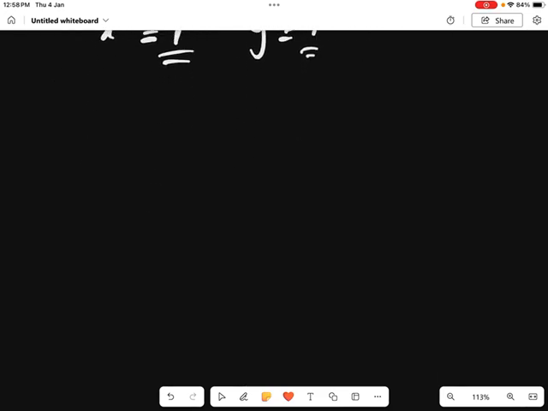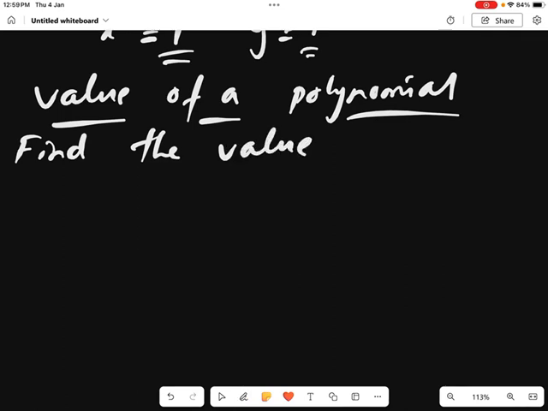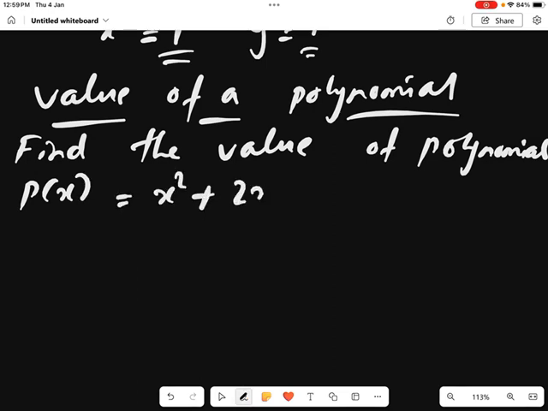Next is value of a polynomial. Question: find the value of polynomial p of x is equal to x square plus 2x plus 6 at x is equal to 2.